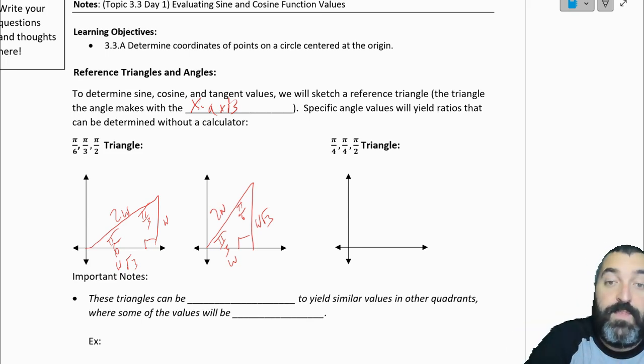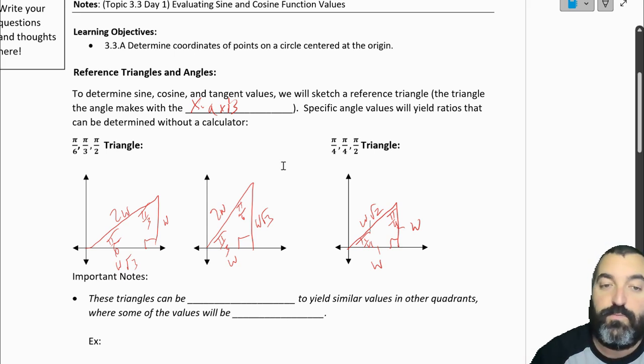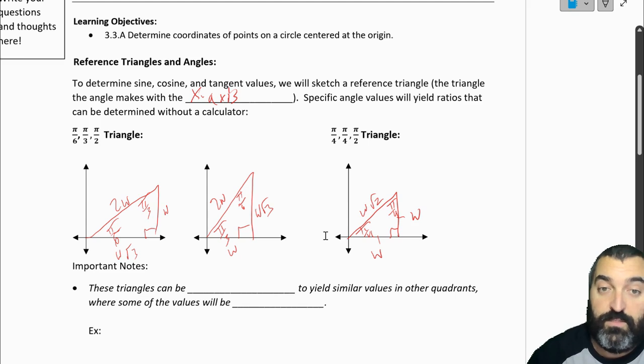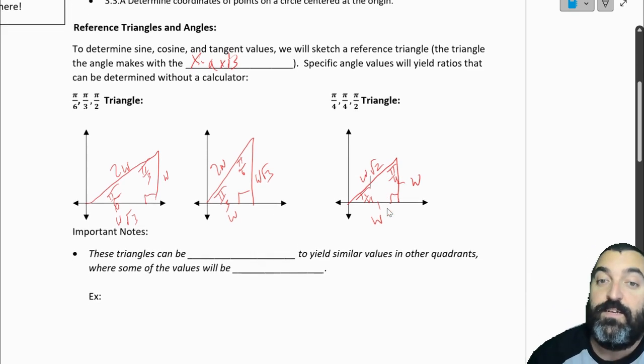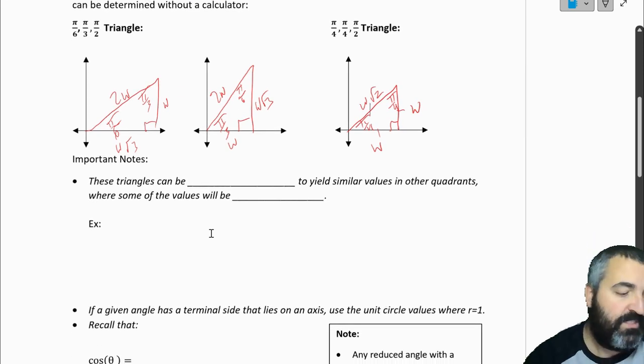Okay, and then the pi fourths, pi fourths, pi halves triangle, that is that isosceles triangle. So this is pi fourths, and there's our right angle. These two sides are the same, so we call them both w, and then the missing third side, that hypotenuse, will be w root 2. So if you know these two triangles and those ratios of sides, you can solve most trig questions in this class.